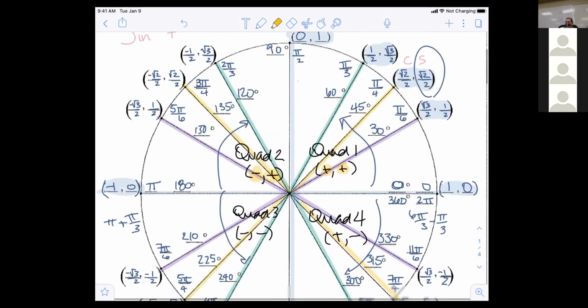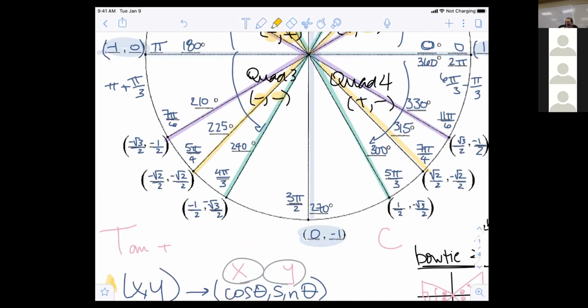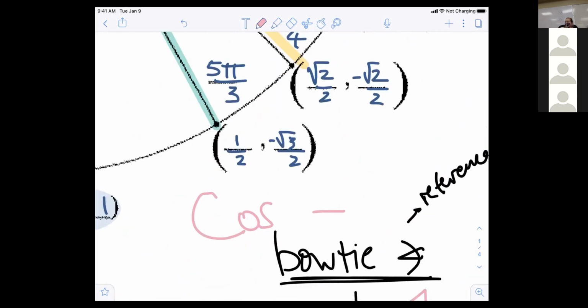Quadrant 3 is T for tangent. Tangent is positive. The reason tangent is positive here is because both sine and cosine are negative. Both x and y are negative, both sine and cosine are negative. But when I do y divided by x, negative divided by negative, that's a positive number. So tangent and its reciprocal cotangent are both positive in that quadrant. And then last is C for cosine is positive. So quadrant 4, cosine is the only trig function that's positive there.